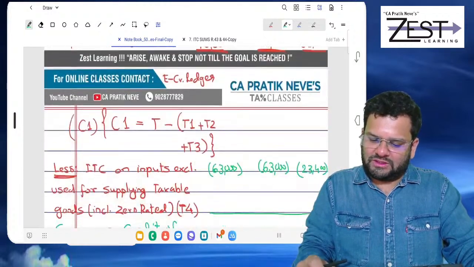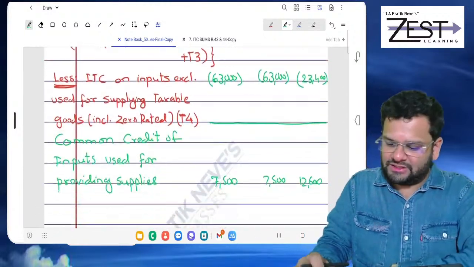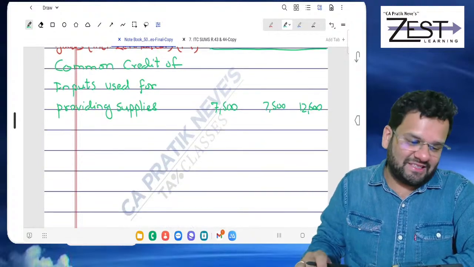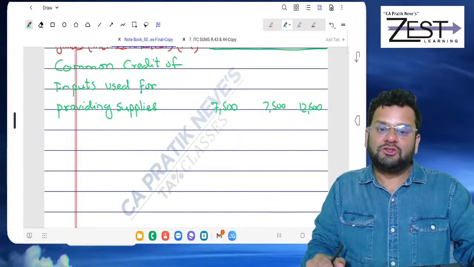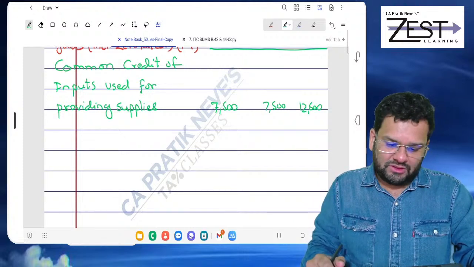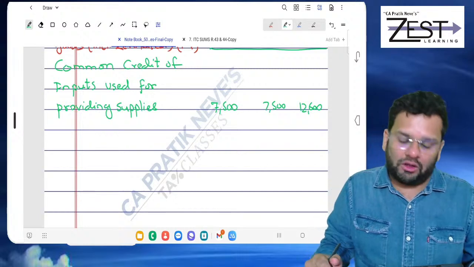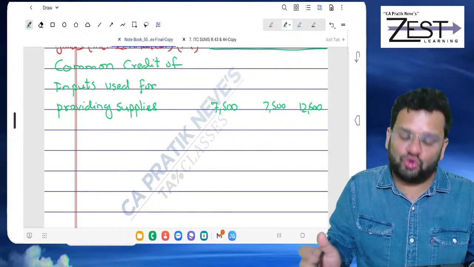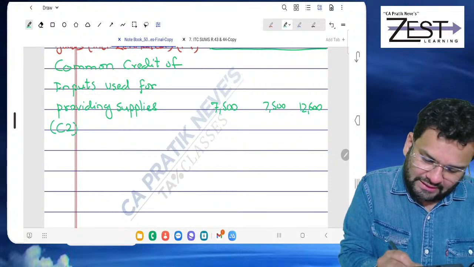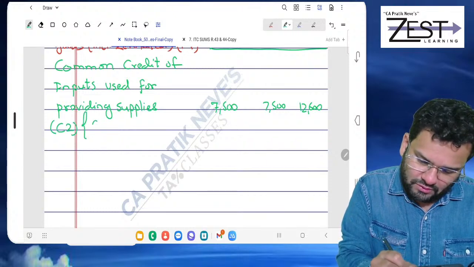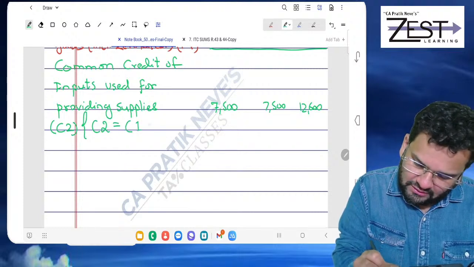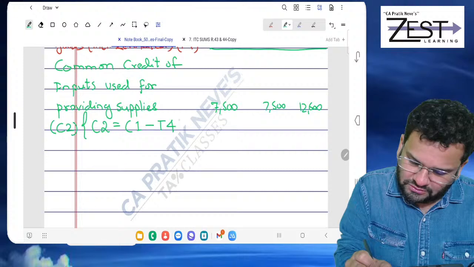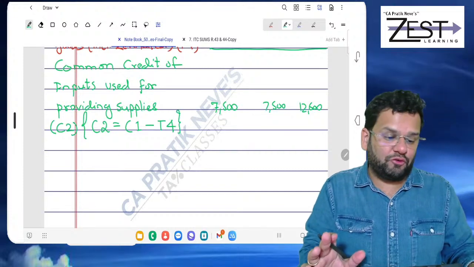So I hope you are keeping track of figures of IGST. We had not done it on the Calci beforehand, but I hope you are keeping track of that. So now you know that it is a common credit. Let's call common credit as C2. And that C2 is nothing but C1 minus T4.